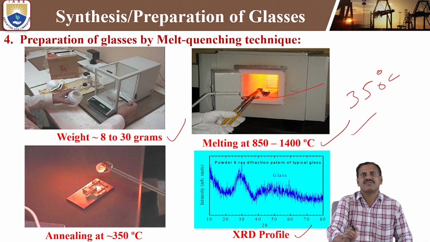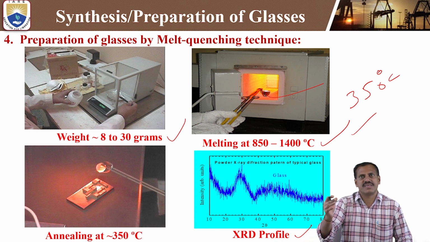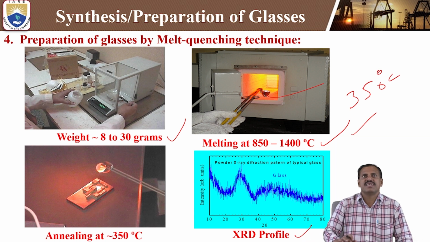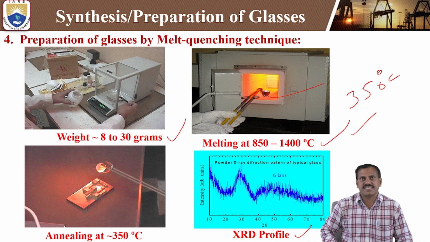Then you can polish and cut the glass material into any required shape and rods, and send the polished material for the optical and luminescence properties. The first measurement we have to study is the XRD profile, to see whether it is glassy or crystalline in nature. Whenever we get broad peaks, it shows that this is a completely glassy or amorphous material. This is the preparation of glass by the melt quenching technique.